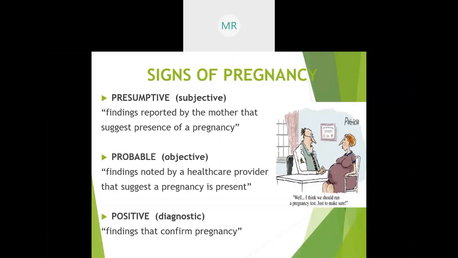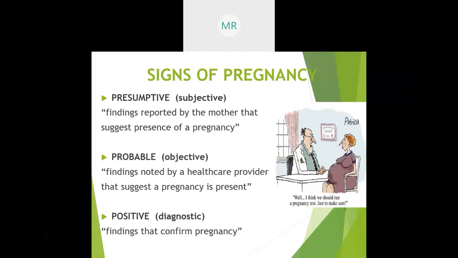Then fetal movement that's felt by the examiner. Okay, and we can start feeling fetal movement by 20 to 24 weeks. So that would be another finding that would confirm pregnancy. So fetal heart tones, and fetal movement that's felt by the examiner at about 20 to 24 weeks.